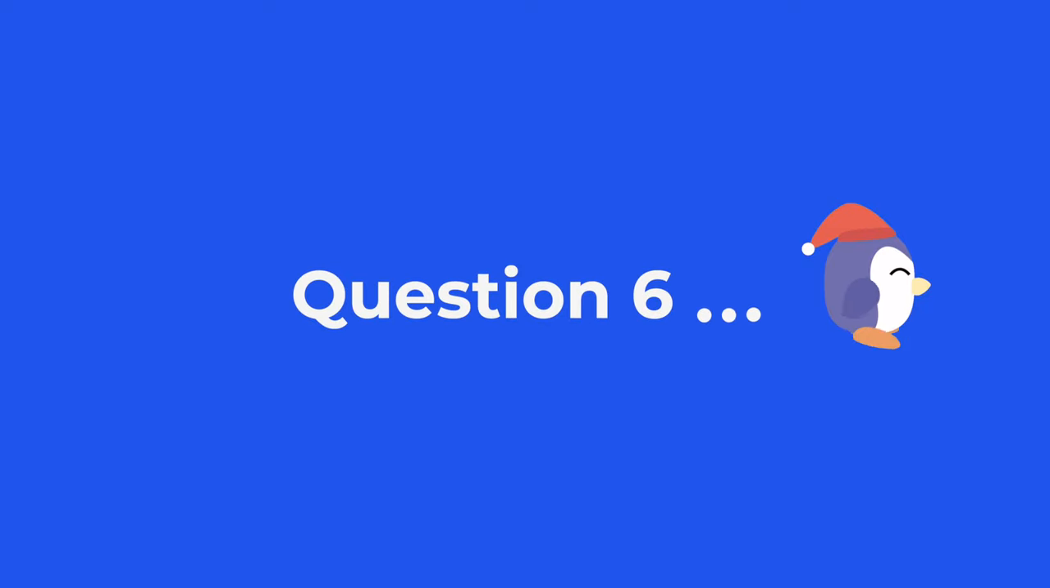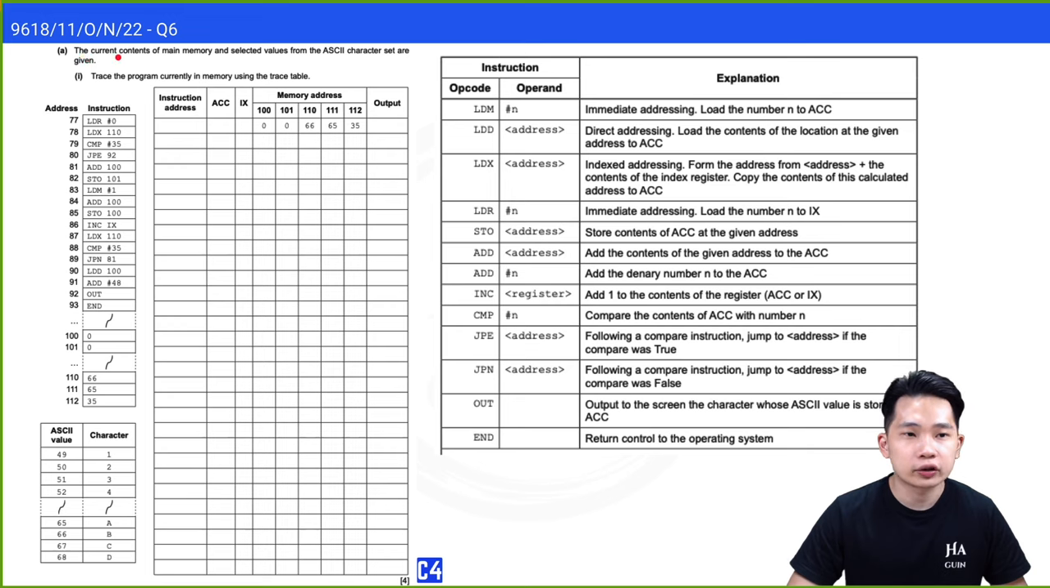And now let's look at question 6. The current contents of main memory and selected values from the ASCII character set are given. Trace the program currently in memory using the trace table. So I have put the instruction and the explanation on the right, so that it's easier for us to do the program tracing. And now let's trace the program together. So we have the initial values of 0, 0, 66, 65, and 35 for all these memory addresses.